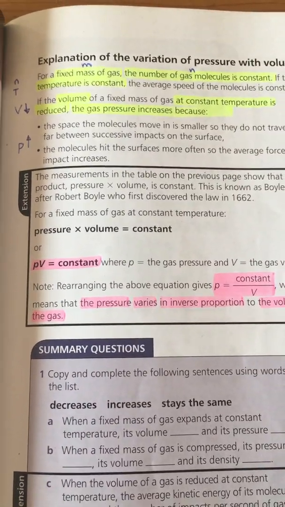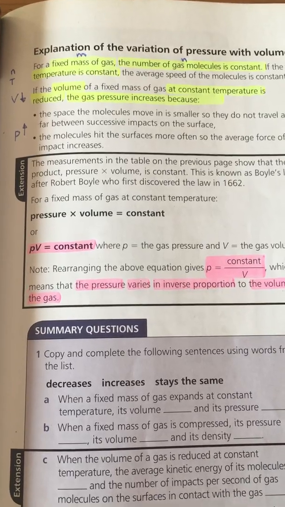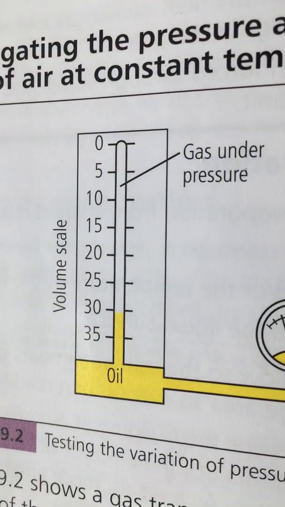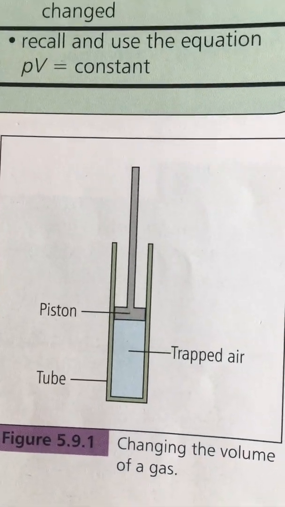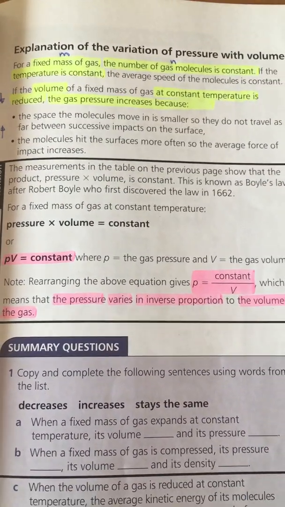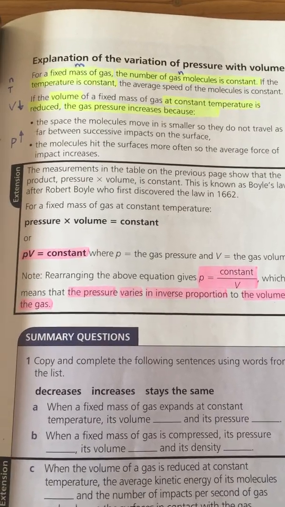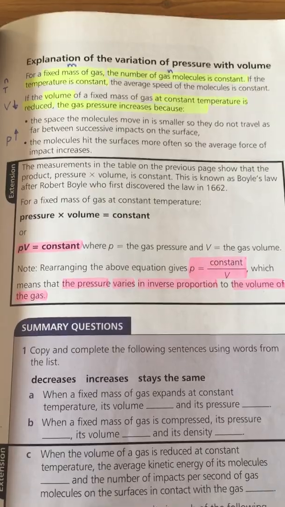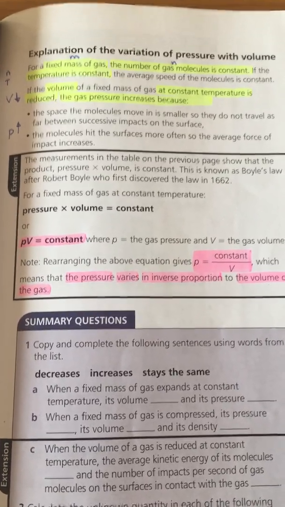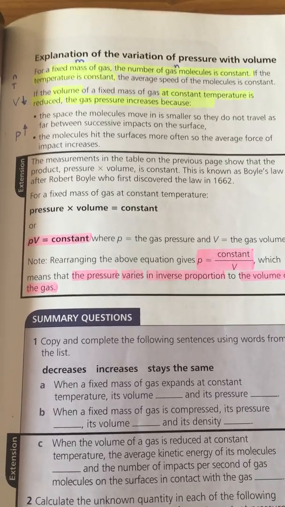And they explain that because the space the molecules move in, so the container, let's say this is the container or that is the container, the space they move in is smaller, so they do not travel as far between successive impacts on the surface. So they move, they bang, they move, they bang, they move, they bang, and that goes faster and faster. That's why pressure increases, because the space has become smaller.